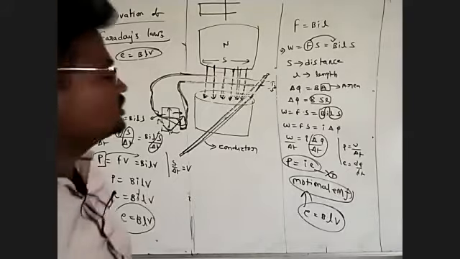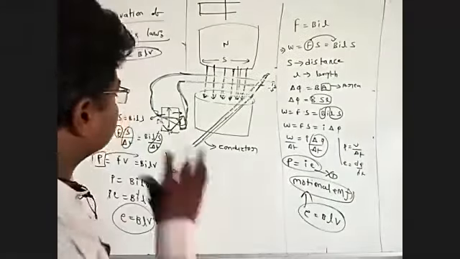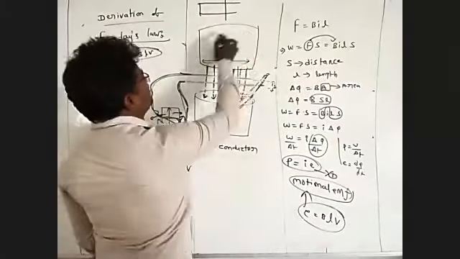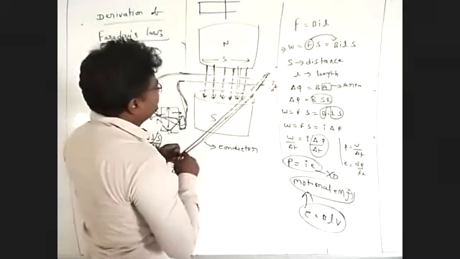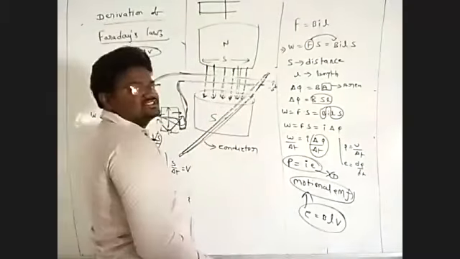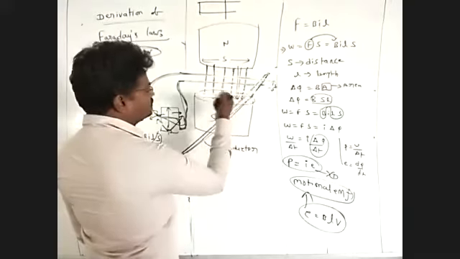Faraday's law. You will see it more clearly. This is the north pole of the bar magnet and this is the south pole of the bar magnet. Magnetic field lines start from the north pole and end at the south pole.